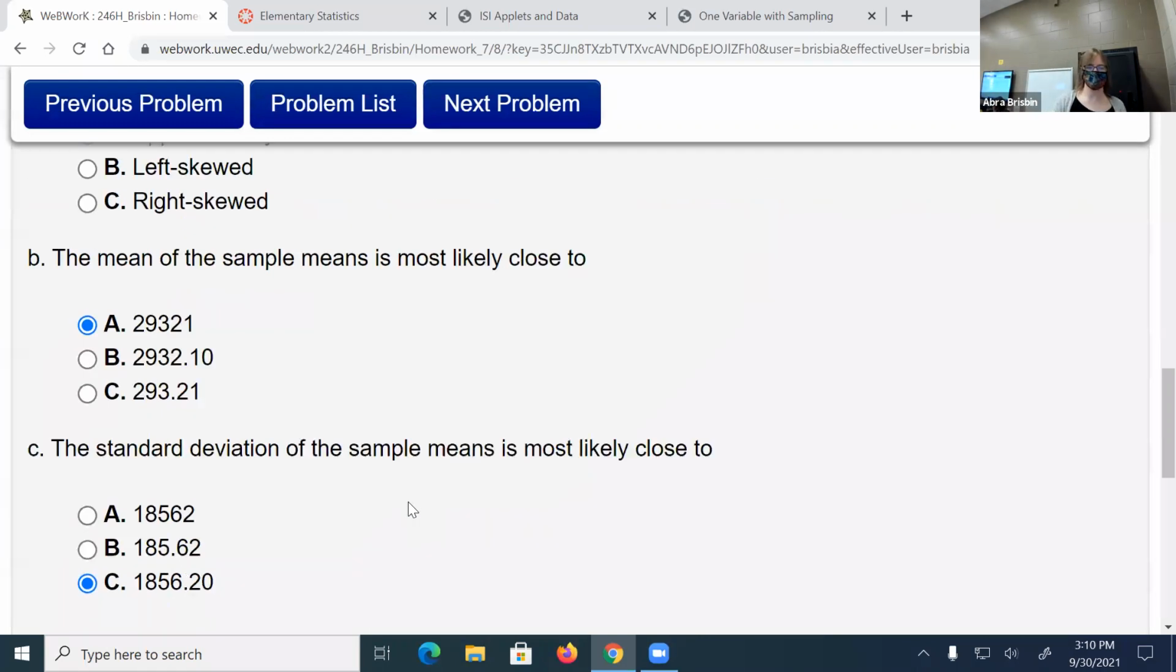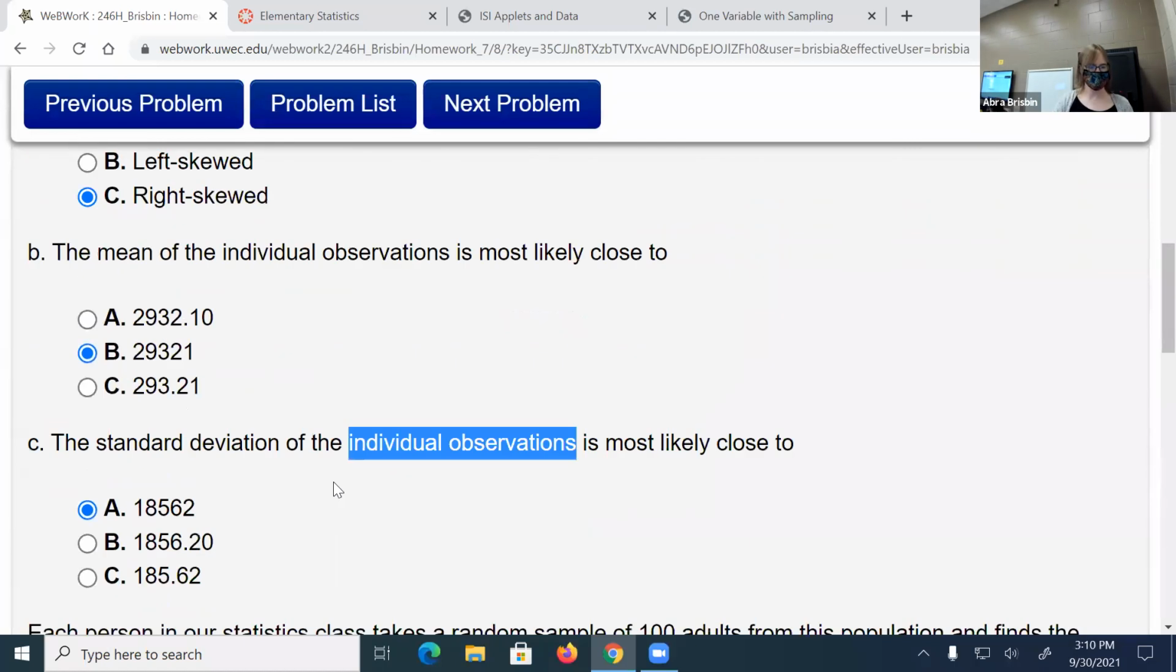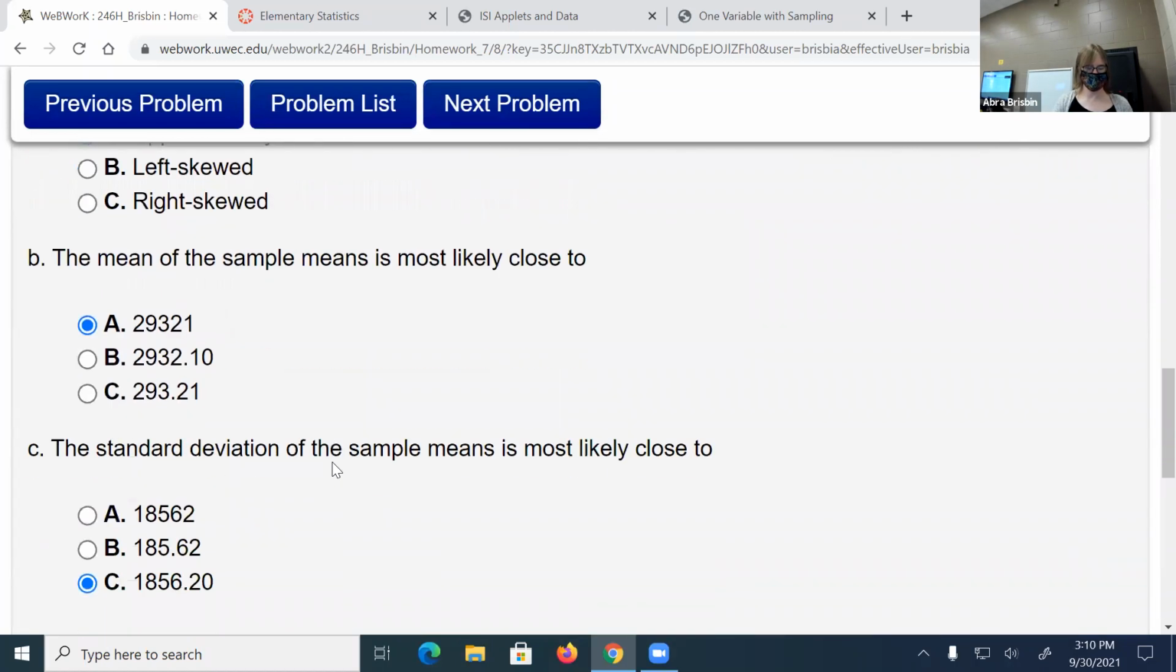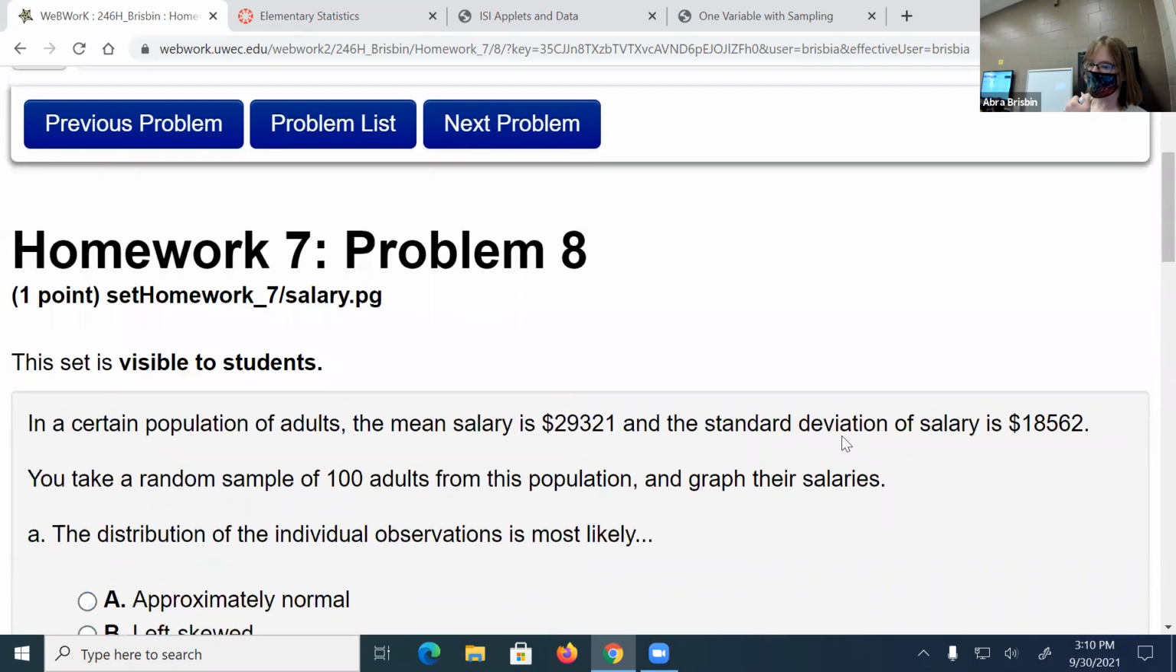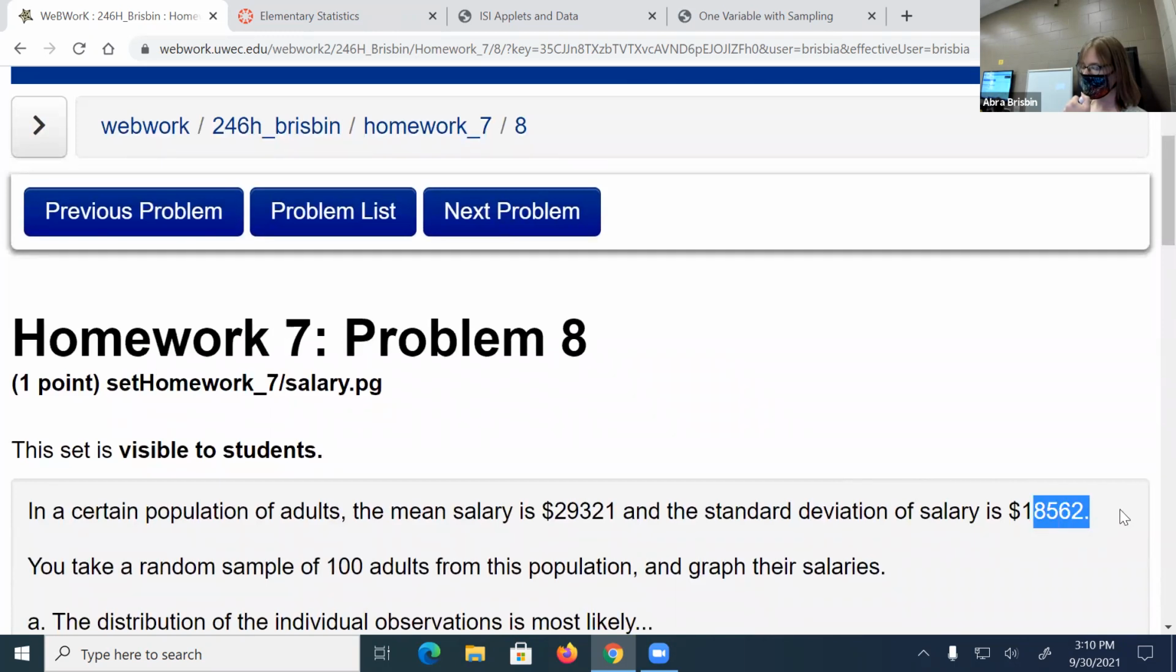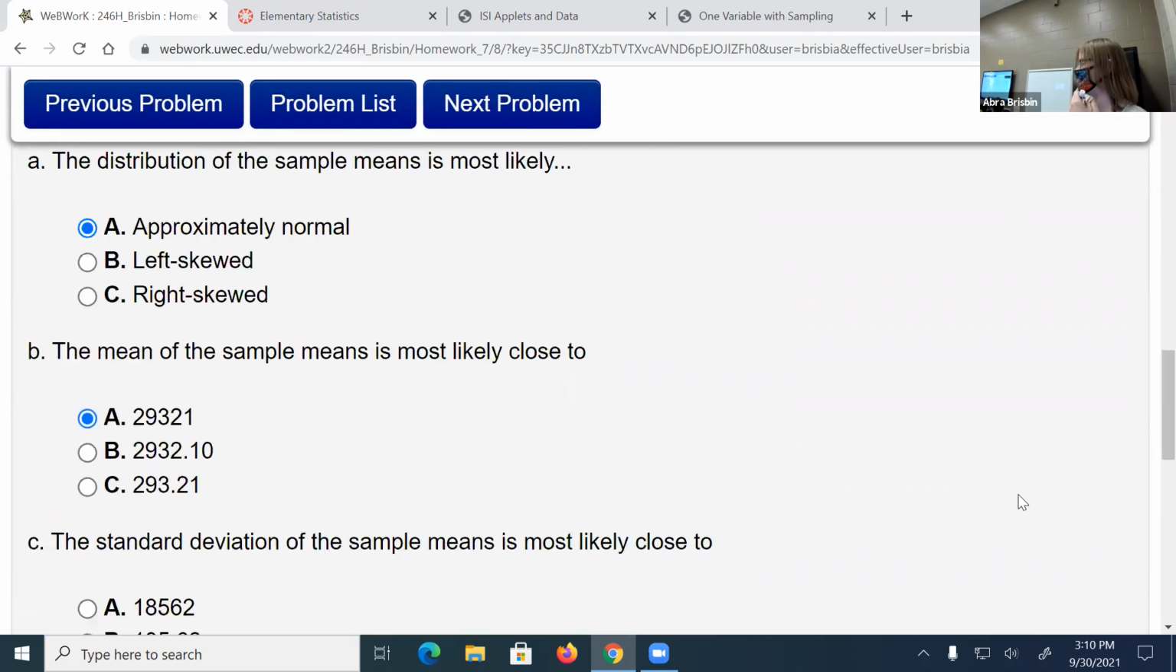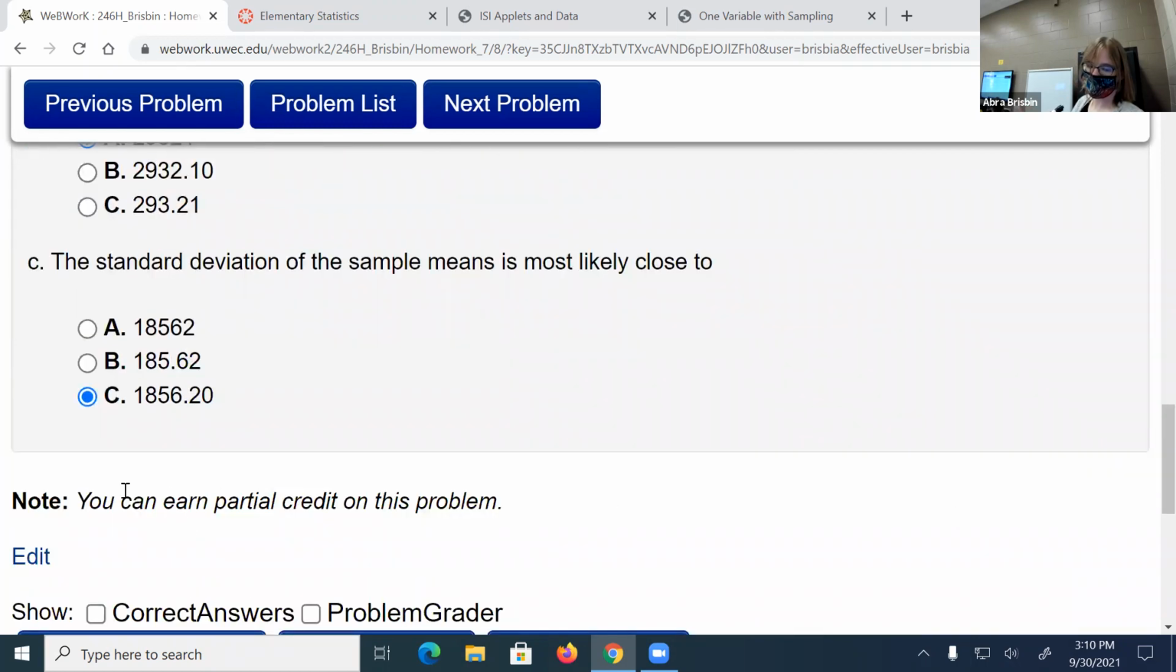So for part, no, I just realized I had two parts A, B, and C. Sorry about that. That should be D, E, and F. So for this last part, the standard deviation of the sample means, this is when we're taking our 18,562 and dividing it by the square root of 100, which is 10. So we end up with about 1,856.20.